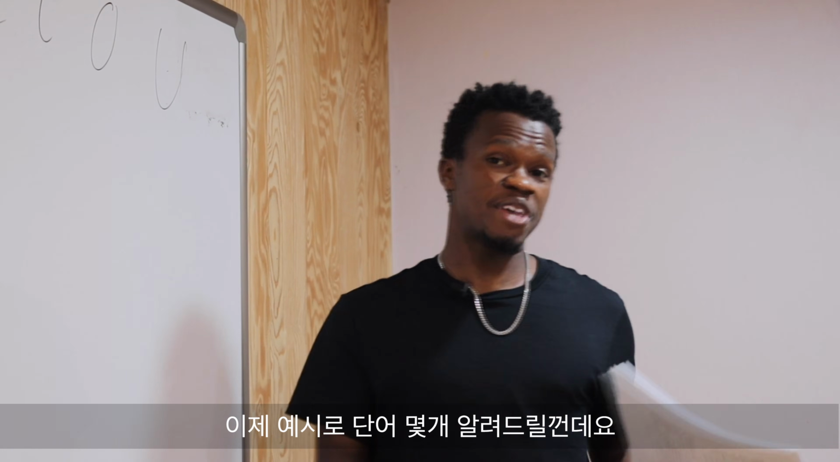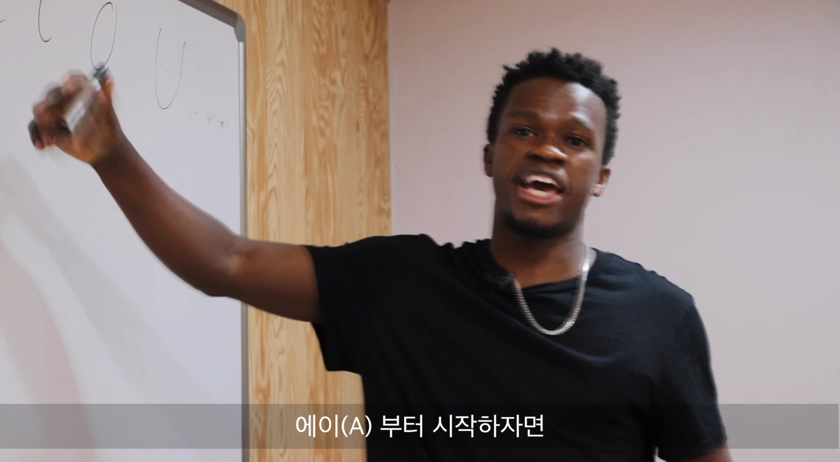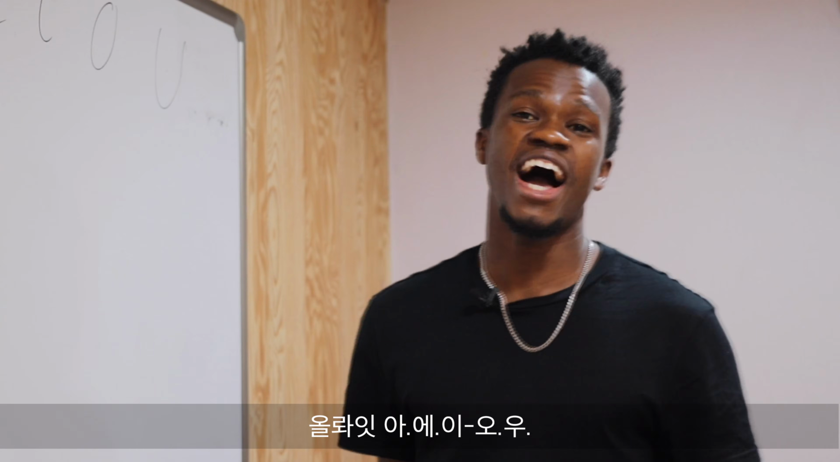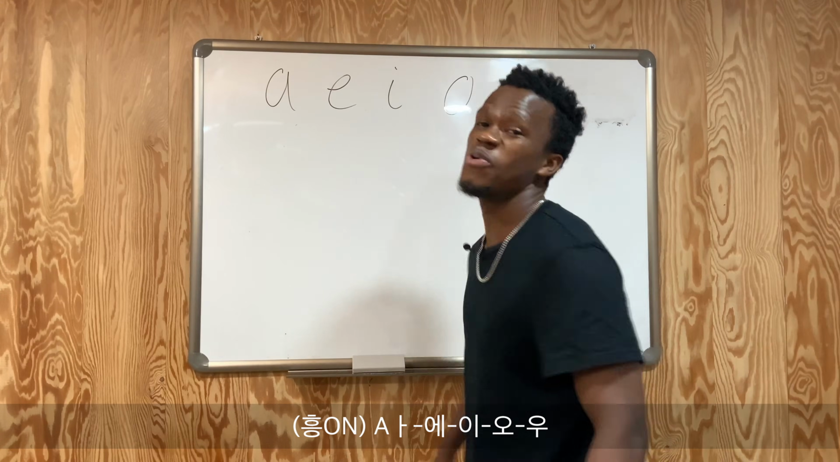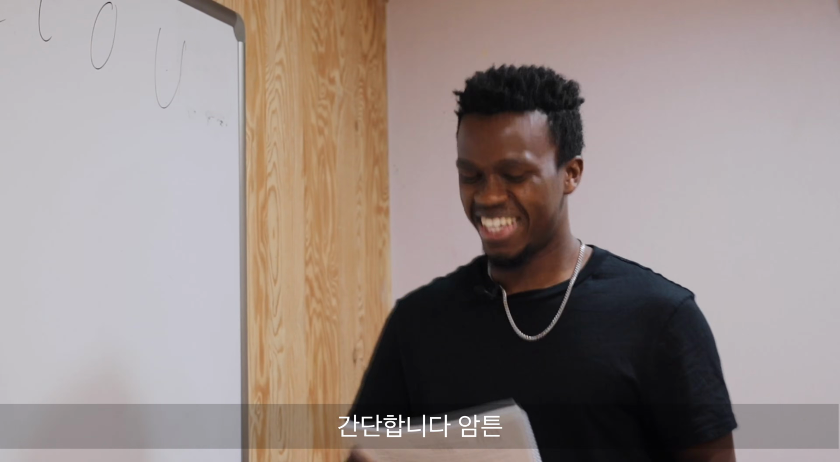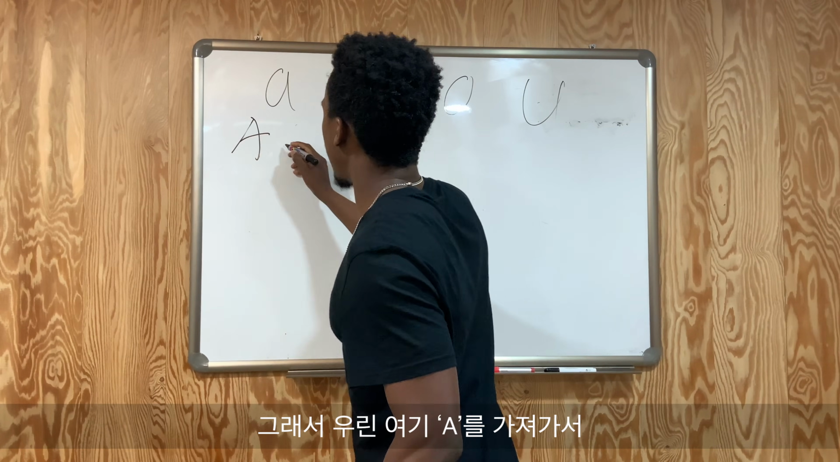So right now I'll give you a little bit of example of different words, starting with A in Swahili. All right, A, E, I, O, U. It's simple. All right. So we're going to take this A, and for instance, different words.